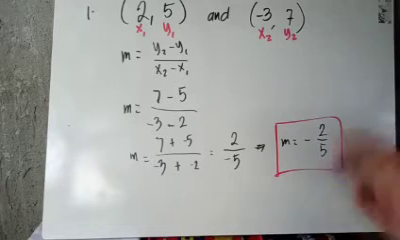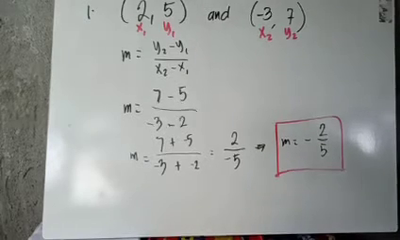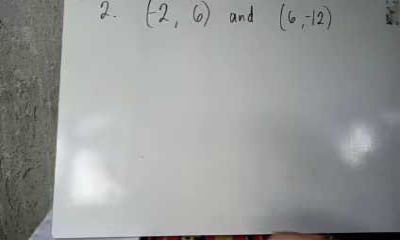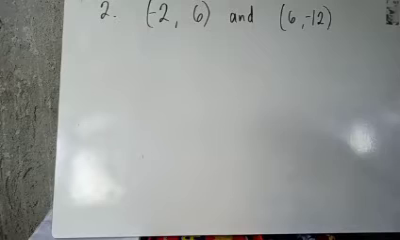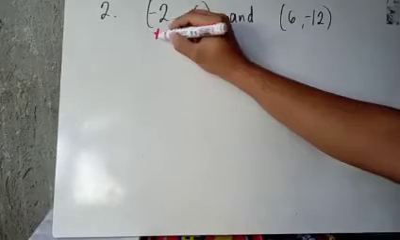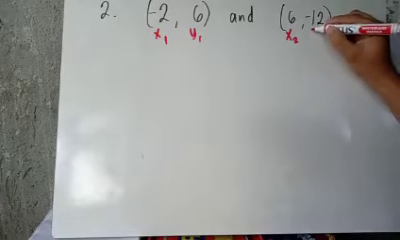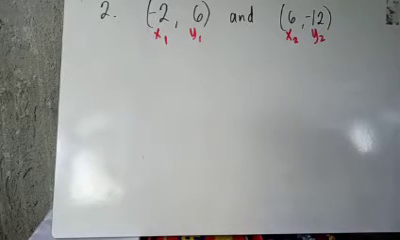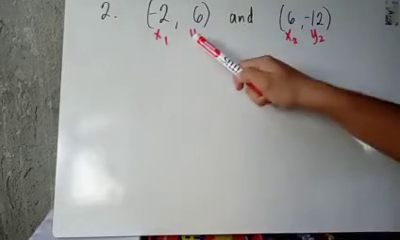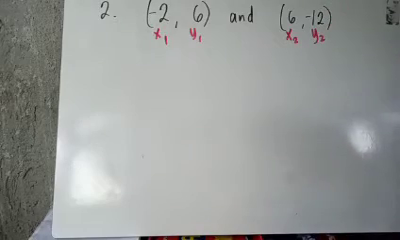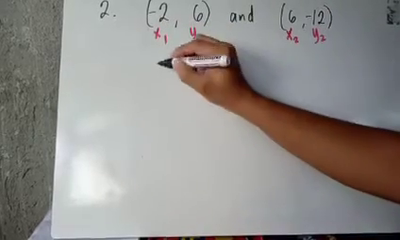Next example tayo. Okay, number 2, we have (-2, 6) and (6, -12). We're going to find the slope of a line passing through these points. Yung variables muna tayo. This is x sub 1, ito y sub 1, ito x sub 2, at ito naman ay y sub 2. So, x sub 1 is negative 2, y sub 1 is 6, x sub 2 is 6, and y sub 2 is negative 12.